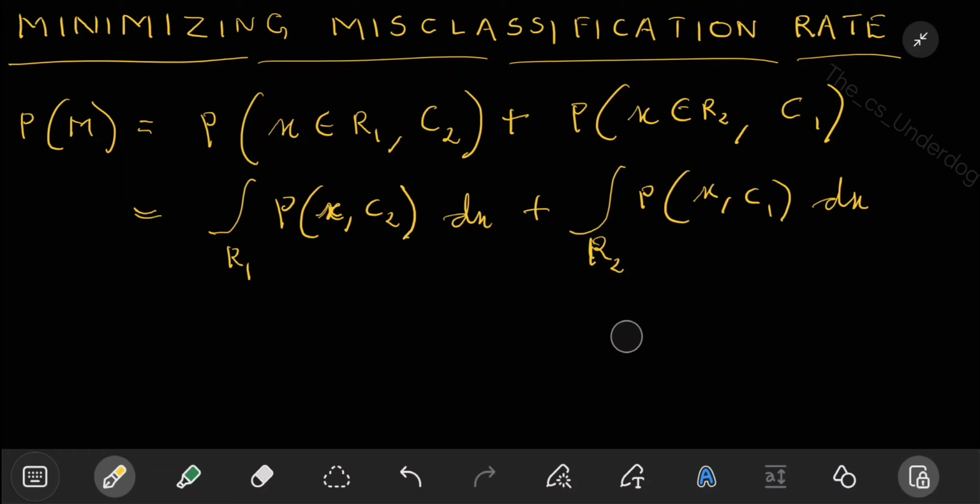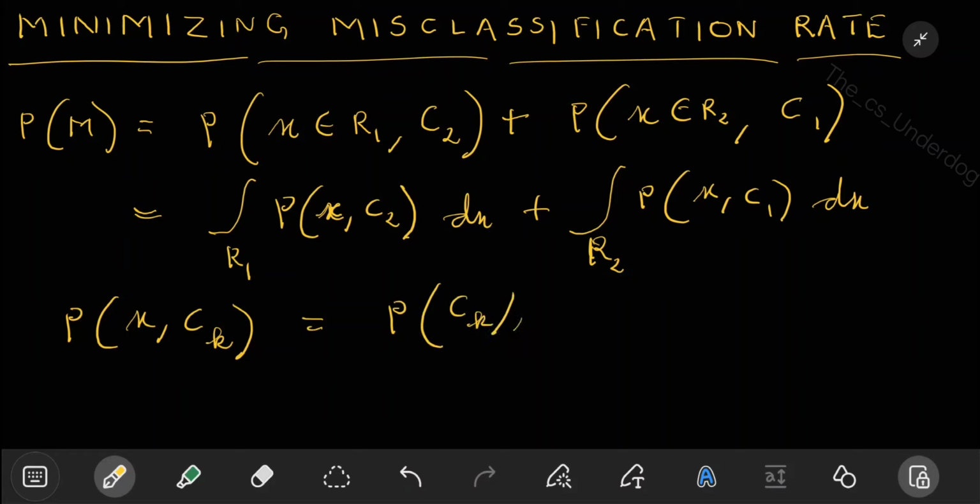So let us understand this by taking a generalization. Let's say p of x, Ck. So k is the class here, okay? How do you find this? In order to find this, you will do it like this: p of Ck given x into p of x, right? This we had learned in the previous classes, how this comes using the product rule. So p of x, Ck is p of Ck given x into p of x. That is, here given the data x, what is the probability that it belongs to class Ck.